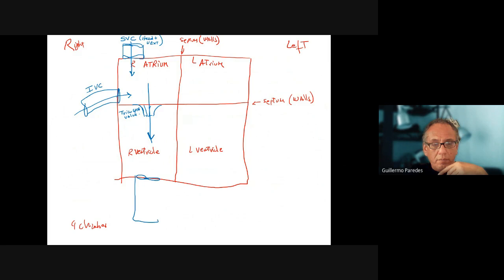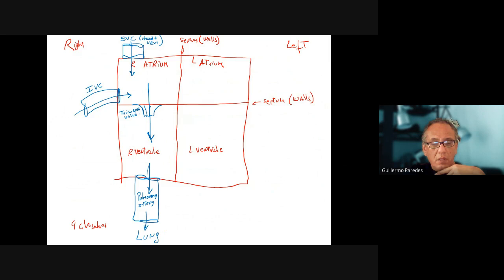Like this. That is going to be the pulmonary artery. And what they are doing is that from the right ventricle, they are going to go through the pulmonary artery towards the lungs.